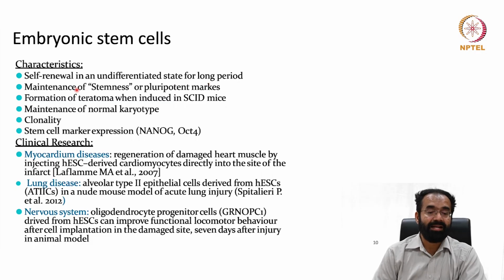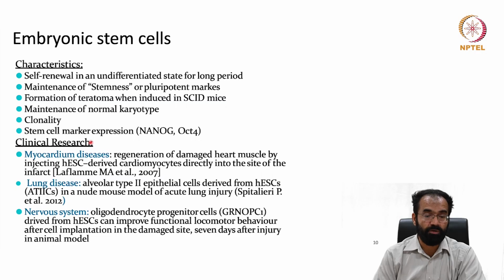It can stay, and the maintenance of stemness, the so-called stemness or pluripotency, has to be maintained, and this is a characteristic feature of the stem cell. And also it has the potential to form a teratoma when induced in SCID mice, severe combined immunodeficient mice, where the pluripotent cell can differentiate randomly and become a mass of tissue, a meatball, which has all the tissues present in the human body.